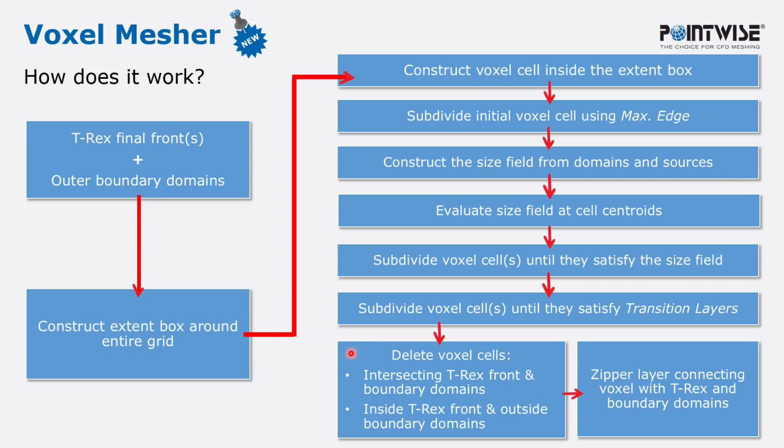Next to last step, the voxel algorithm is going to detect those cells that intersect the TRX front and the boundary domains. It's going to delete those cells, and it's also going to detect and delete those cells inside the TRX front and outside the boundary domains. And the last step before the algorithm finishes is to create the zipper layers connecting the voxel portion of your block with the TRX portion of the block and also with the boundary domains. So that is what's happening behind the scenes when you click the initialize button on your voxel internal block.